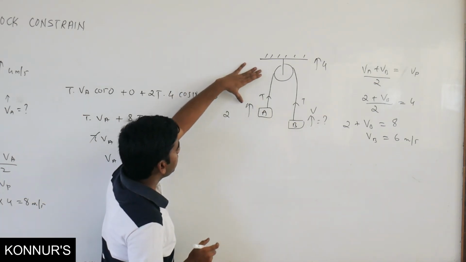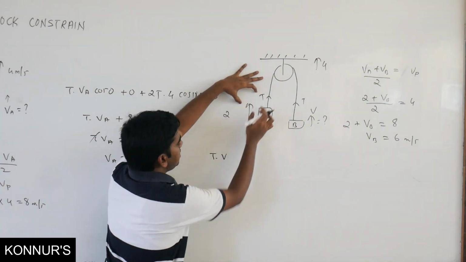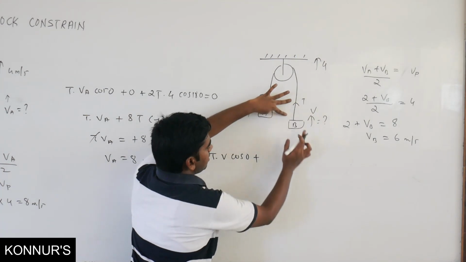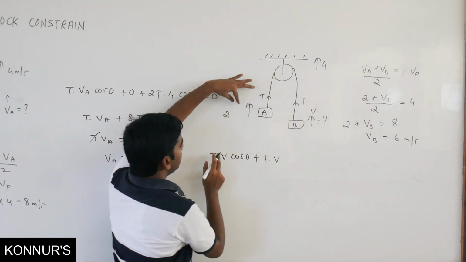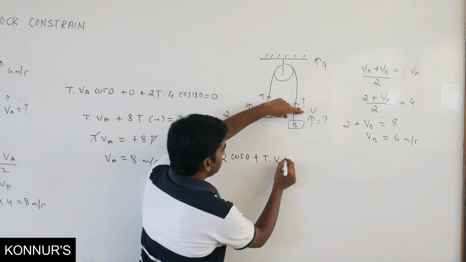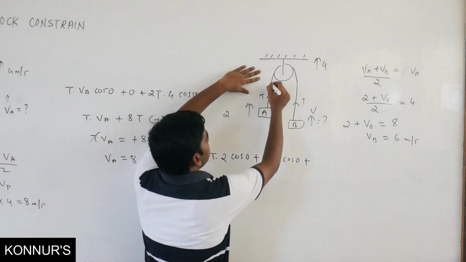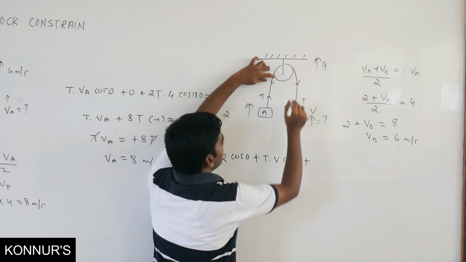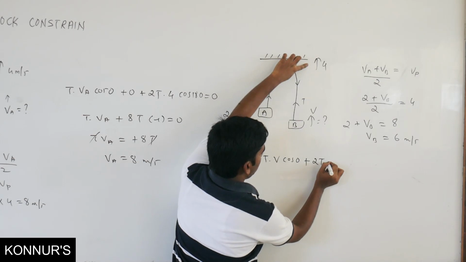You can use the tension method also. Take tension and velocity direction. T dot V. What is the angle? 0. Cos 0 here. T and V are in the same direction. So T dot V. Here V is 2. Here I will take V only. So cos 0 plus, tension is in downward direction. So total tension is what? 2T. Velocity is 4.